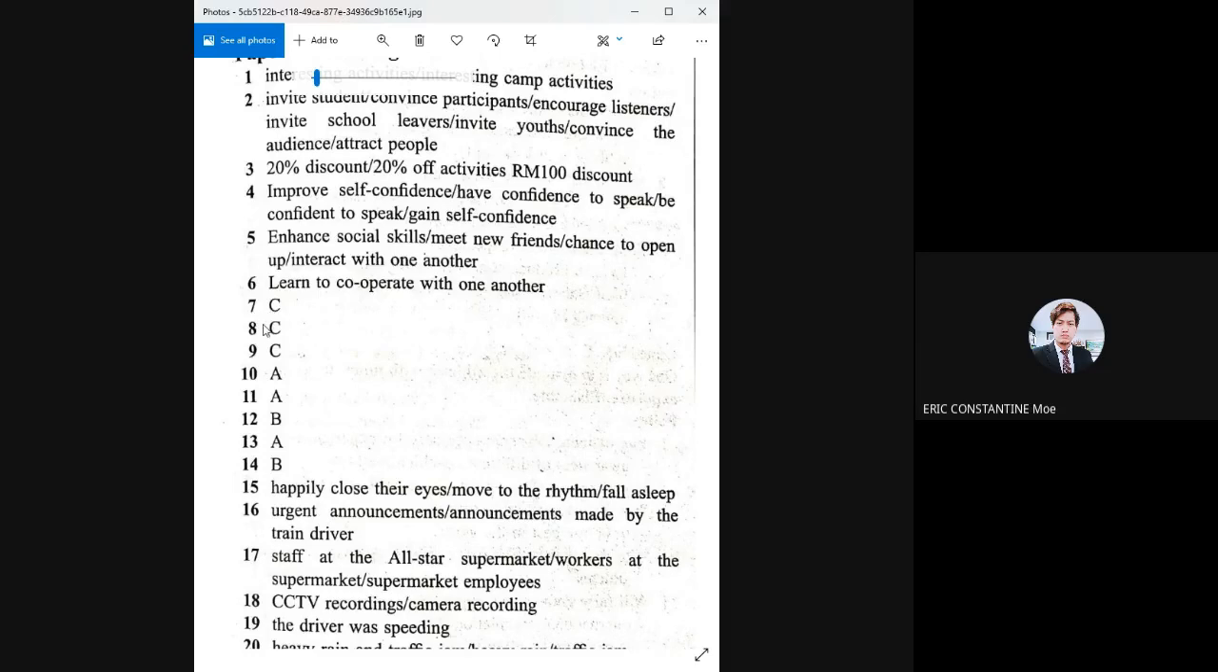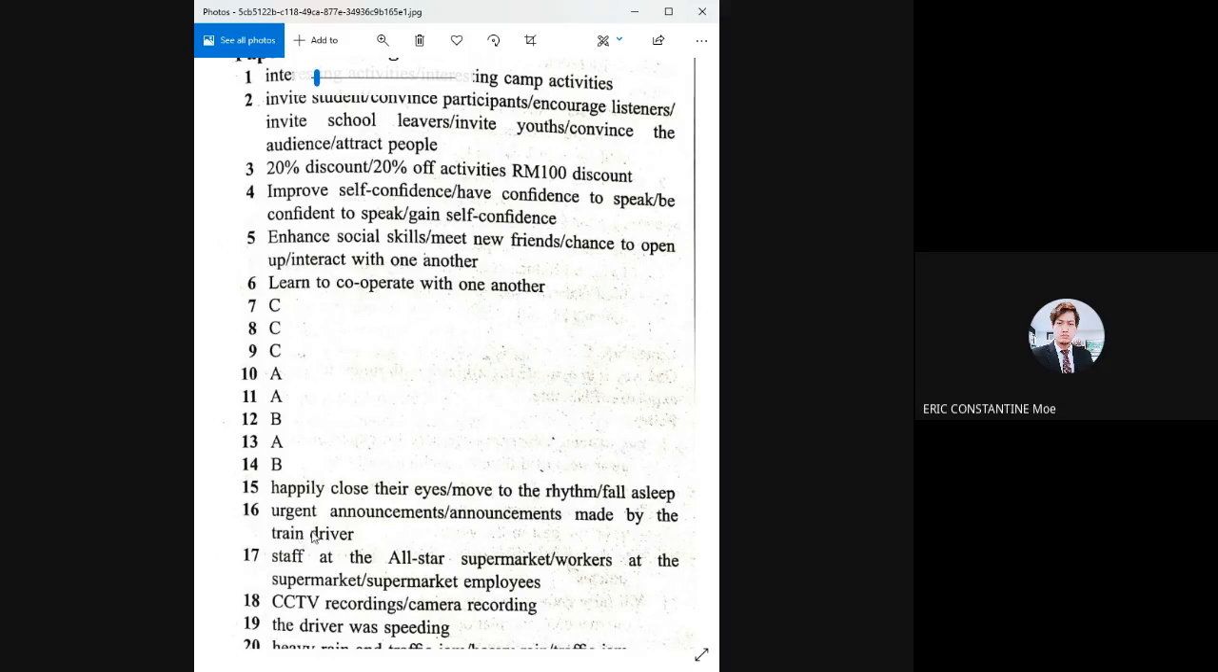7, C for China. Number 8, C for China. Number 9, C for China. 10, Apple. 11, Apple. 12, Brazil. 13, Apple. 14, Brazil. Now let's move on to question number 15. Happily close your eyes, move to the rhythm, or fall asleep. So these are the best three possible answers. Other than that, I'm so sorry. Okay, so make sure you got it right.